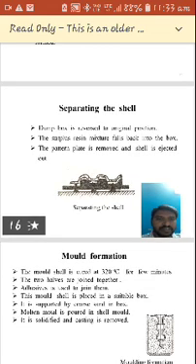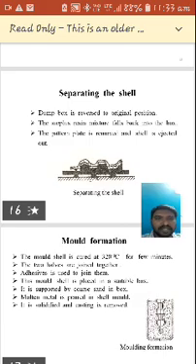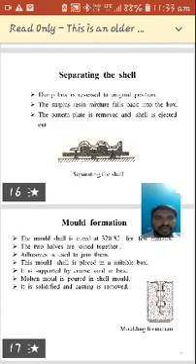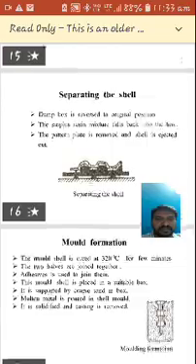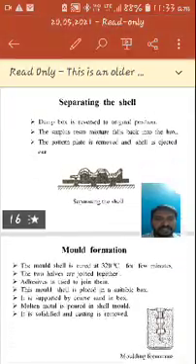Here we use the ejecting pins. The pattern plate is removed and the shell is ejected out. From that, the shell is removed from the box.